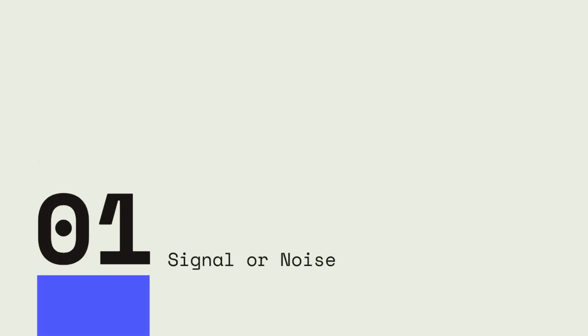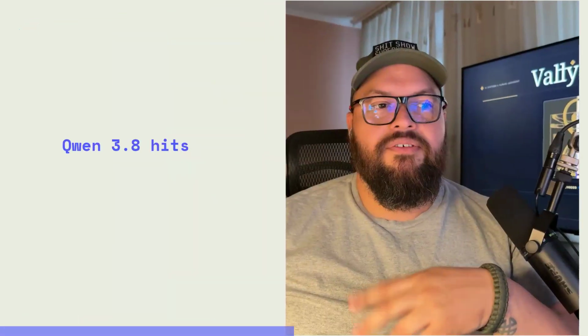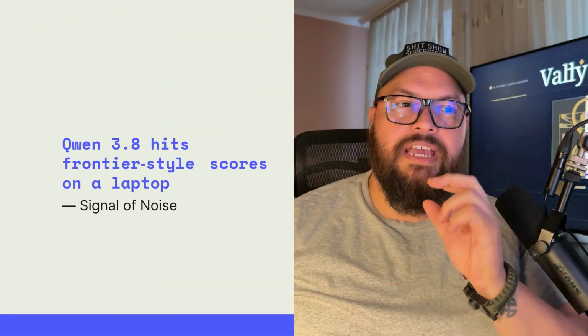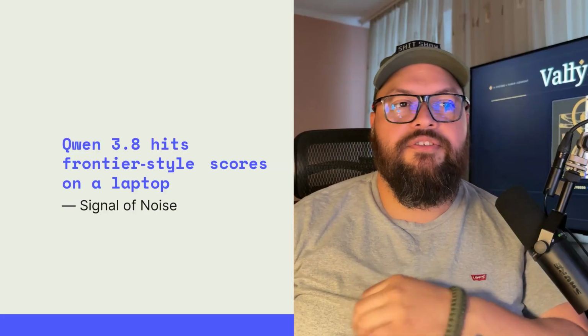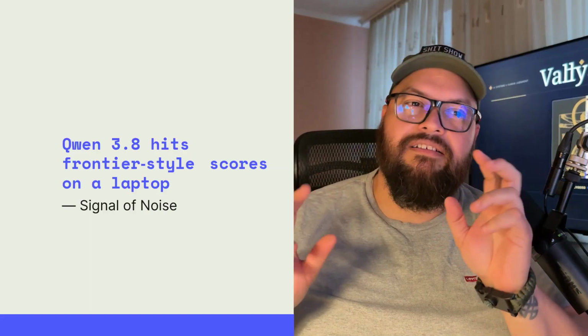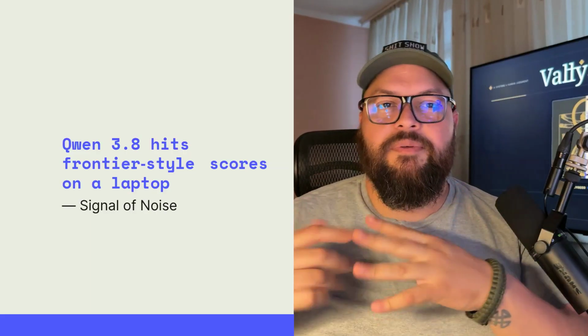So let's start with our first segment, which is signal or noise. And this one, it's a very interesting week for open source, of course. So let's start with the first one, right? So Qwen 3.8, 27 billion parameters, puts frontier-style scores on laptop hardware, and this is super cool. I really love this news.